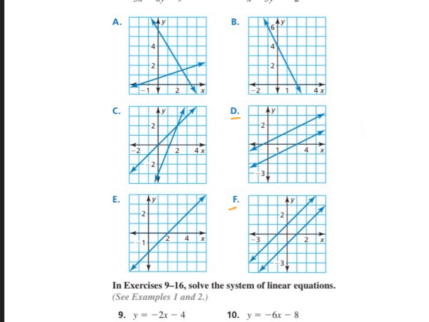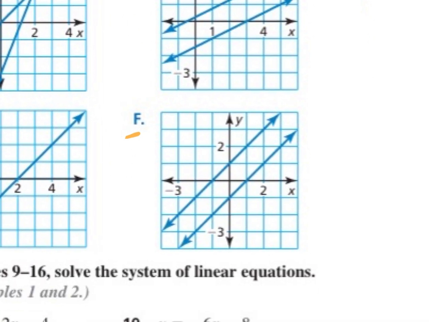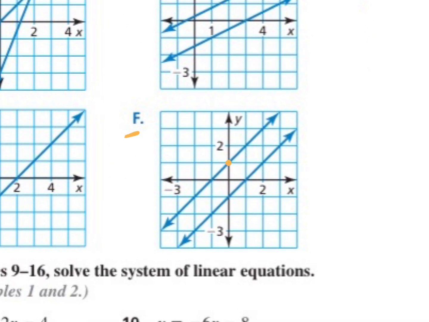So if I were to graph this, I would go up 1 and then do my slope of rise over run. So I'd go up 1 over 1, up 1 over 1. So my line would look like this. Does this line match either one of these two lines? No. So it's not D. Let's check F. I put my y-intercept at 1 and I go up 1 over 1. Does this line match any one of these two lines? Yes. So what would my answer for 3 be? F.